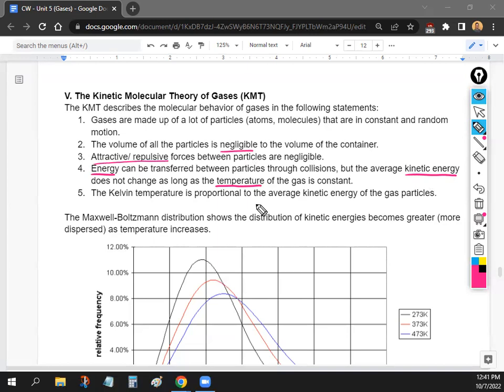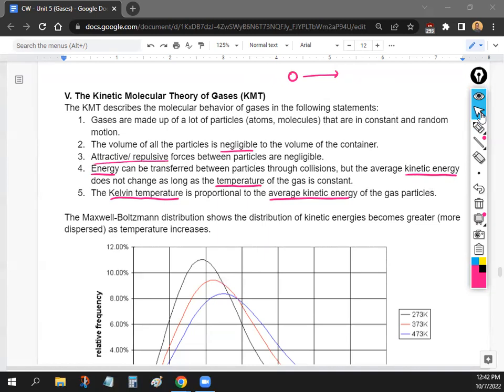I can't talk. Okay, and then Kelvin temperature is proportional to the kinetic energy. Now, if you've taken physics, basically kinetic energy is just the energy that comes from something moving. So the gas molecules are flying around, so they have a certain amount of kinetic energy, and that's what determines the temperature. That's basically what kinetic molecular theory is.